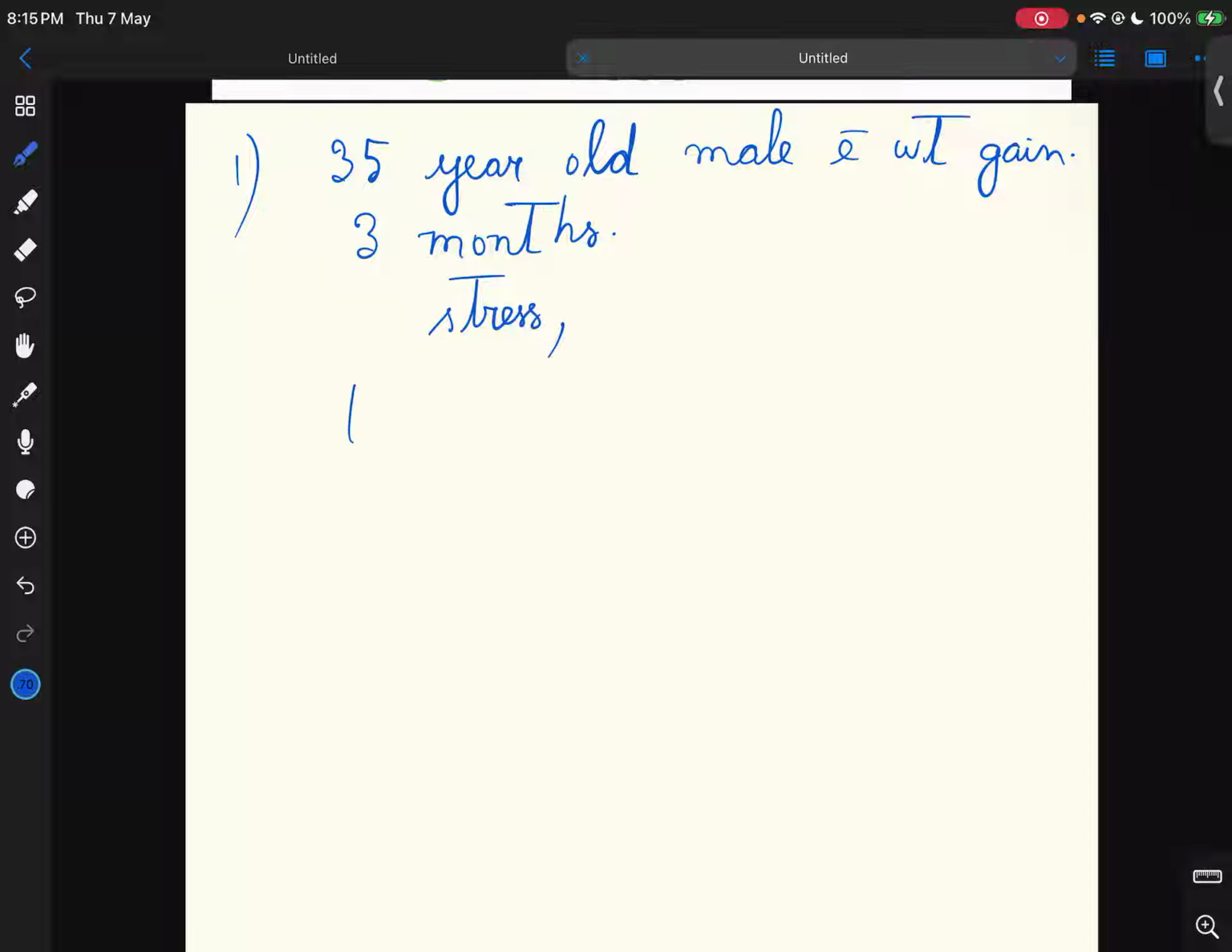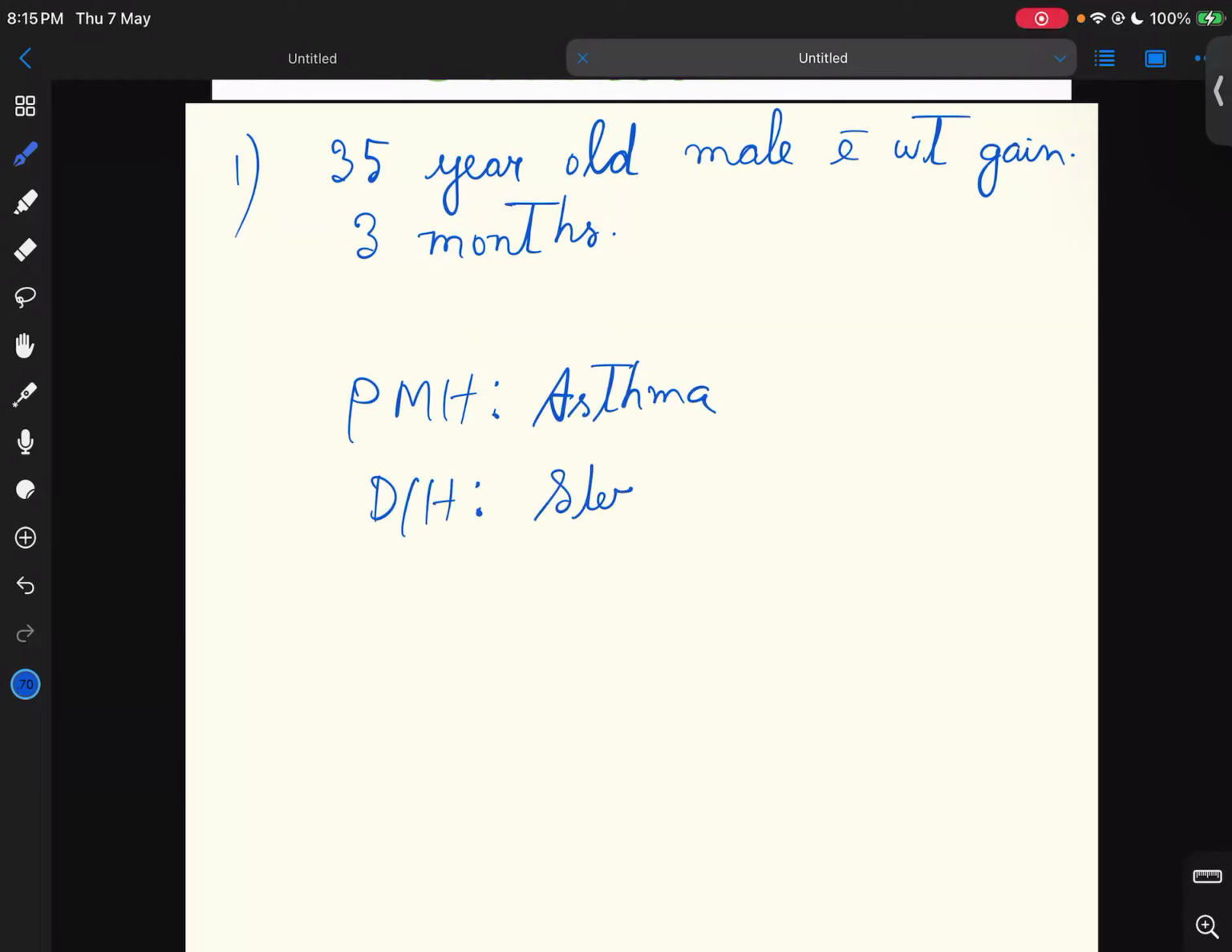Sorry, in the past medical history, let me tell you one by one. He's gaining weight for the last 3 months. It is all over the body. In the past medical history, he has been diagnosed with bronchial asthma. In the drug history, he's taking steroid for the last 3 months.